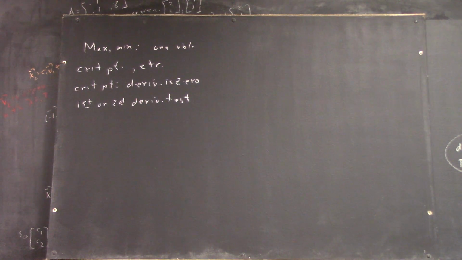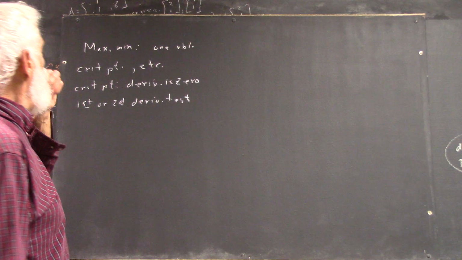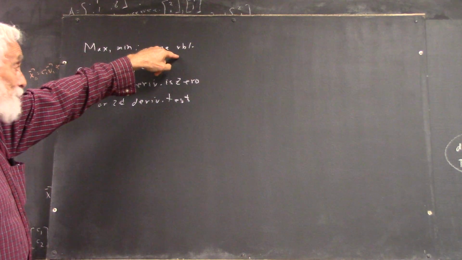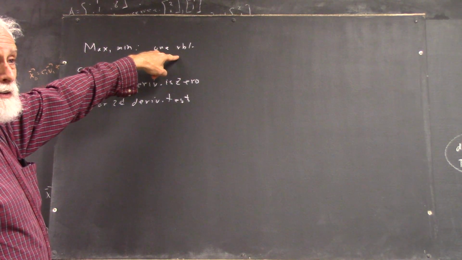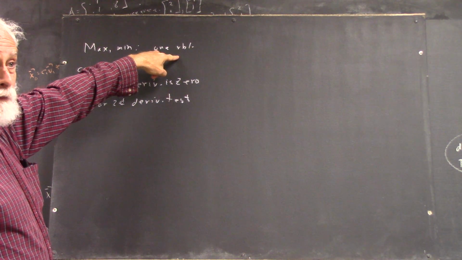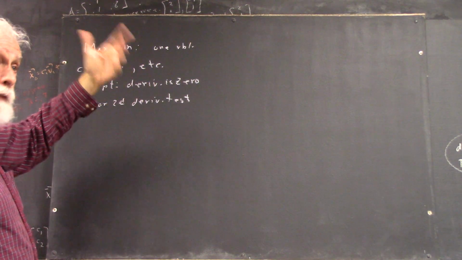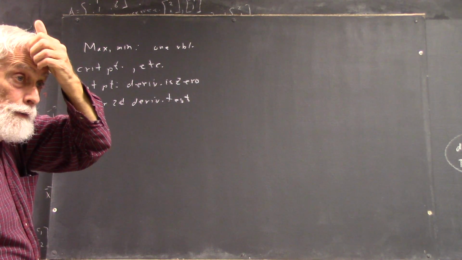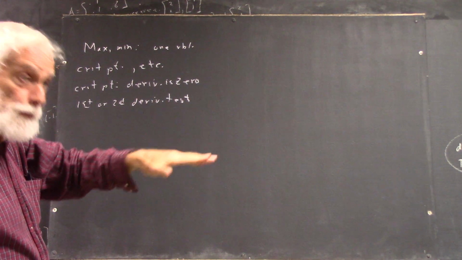Okay, well, finding maxima and minima of functions of more than one variable is completely analogous, but with slight differences, to what you do with functions of one variable. For a function of one variable, you find your critical points and you test. Okay? A critical point is where your derivative is 0.